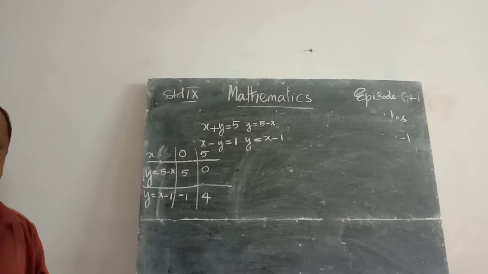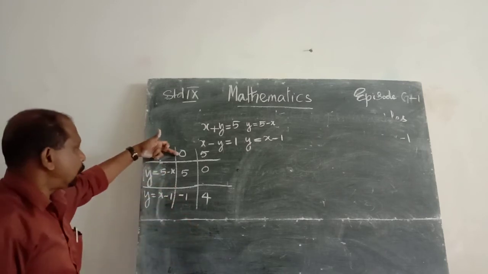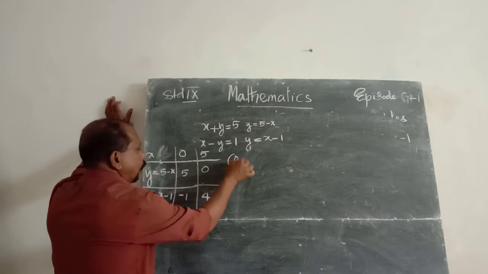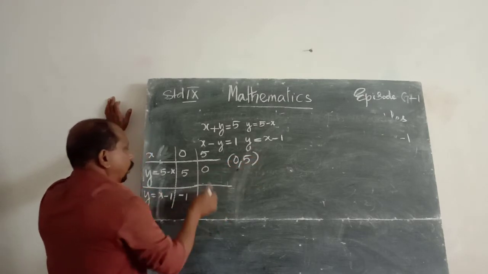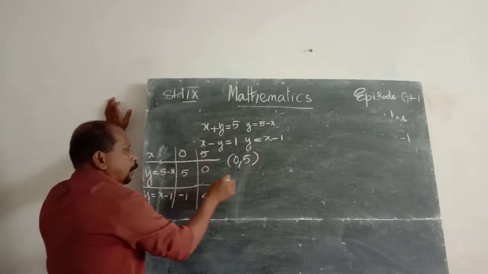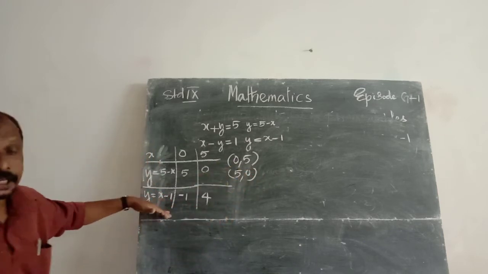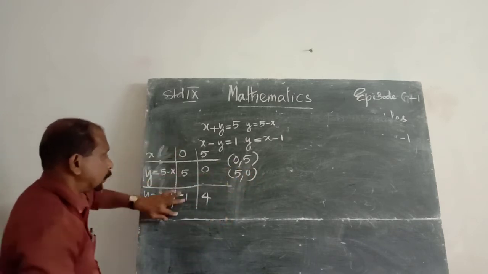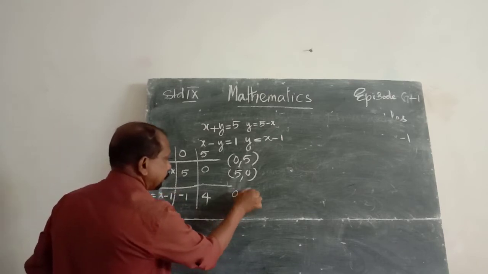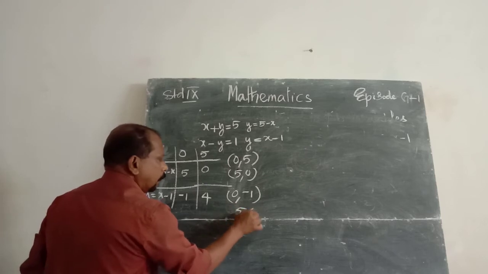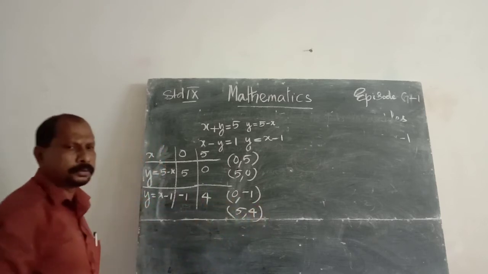We can draw the line. That means, first point is 0, 5. For first line, 0, 5. For first line, second point is 5, 0. For the second equation, first point is 0, minus 1. Second point is 5, 4. Only 2 points need be given.